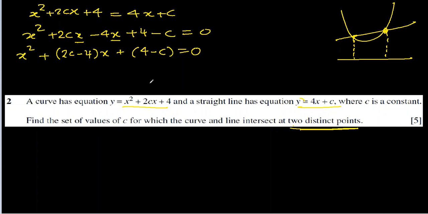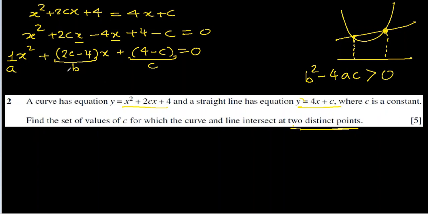Now, they have said that the two things, a curve and a line, should intersect at two distinct points. That means we should have two solutions for this quadratic. And whenever we want to have two solutions of a quadratic equation, the discriminant b square minus 4ac should be greater than 0. And here 1 will become your a. This coefficient of x is b. And the constant part is c, and we will form an inequality of this based on discriminant.